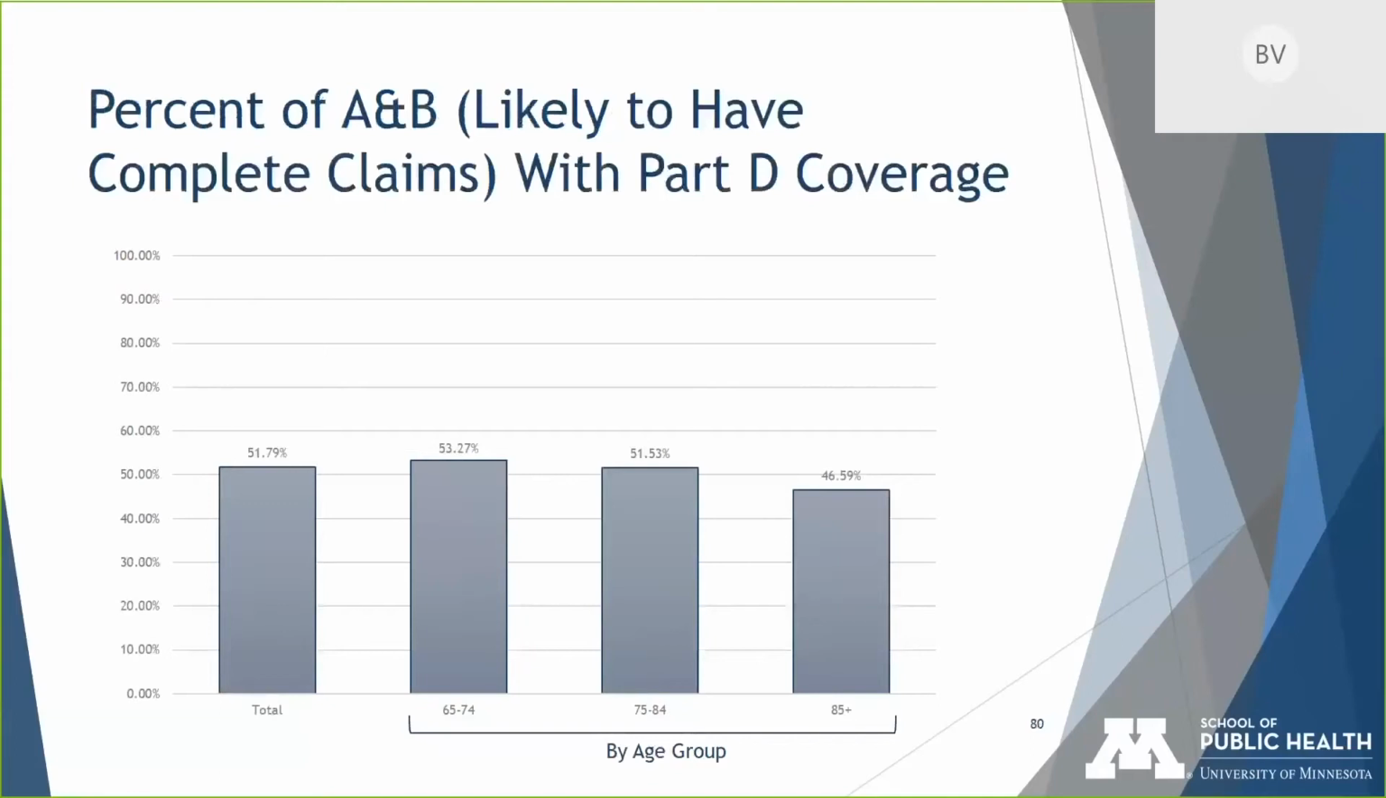I wanted to display this same information in a slightly different way. So the only difference here from the previous slide is that the denominator is different. So I've summarized those with Part D coverage, but instead of out of the total cohort, it's out of those likely to have claims. So if you were to go from your cohort, they're A plus B, no managed care, and then add the Part D restriction, this is the effect. You get about half of those people.